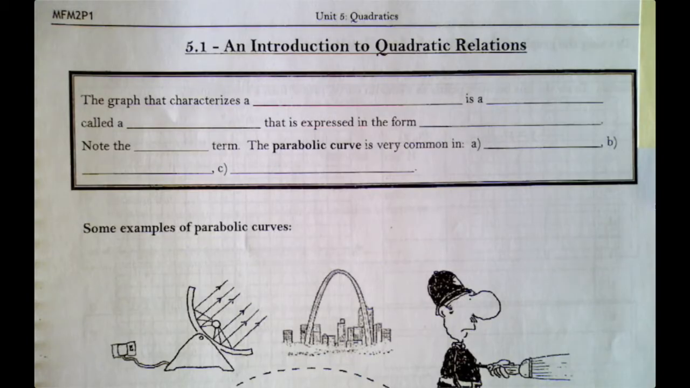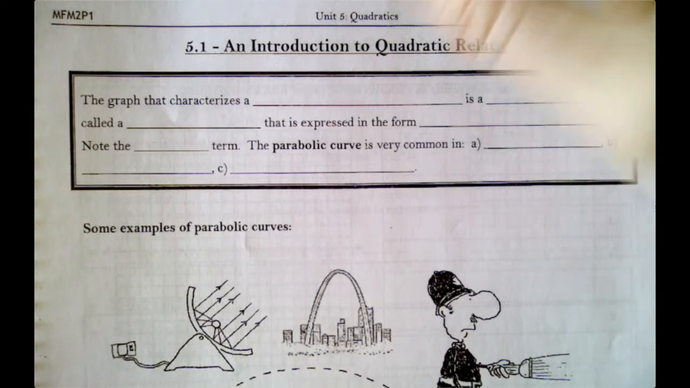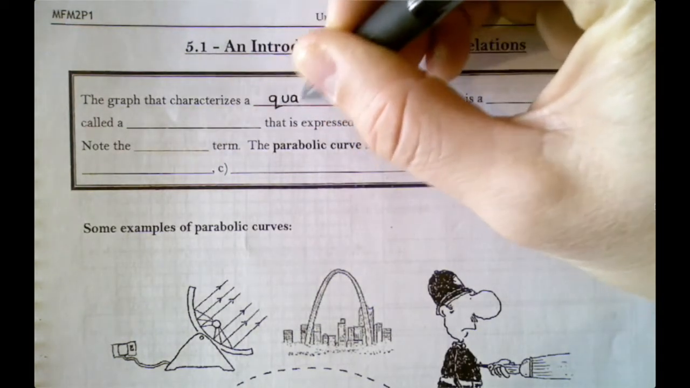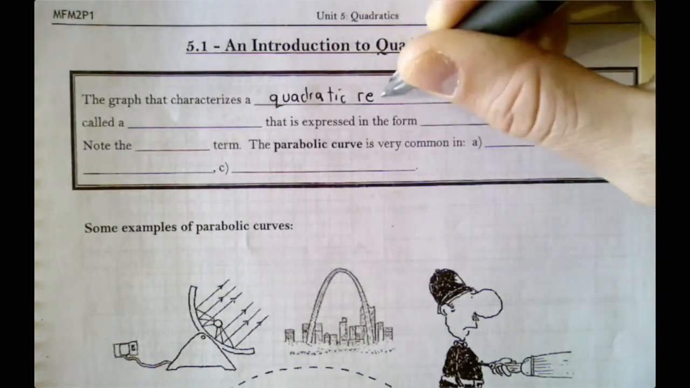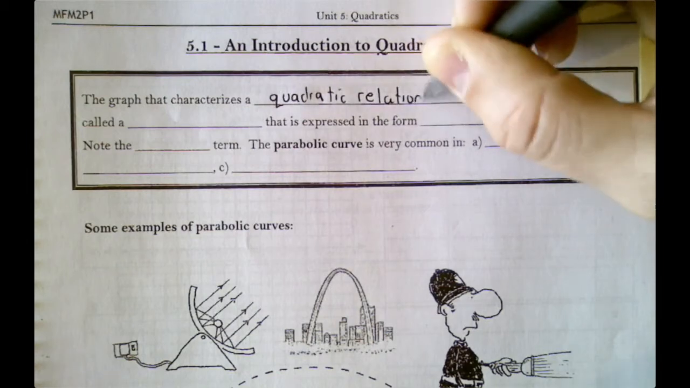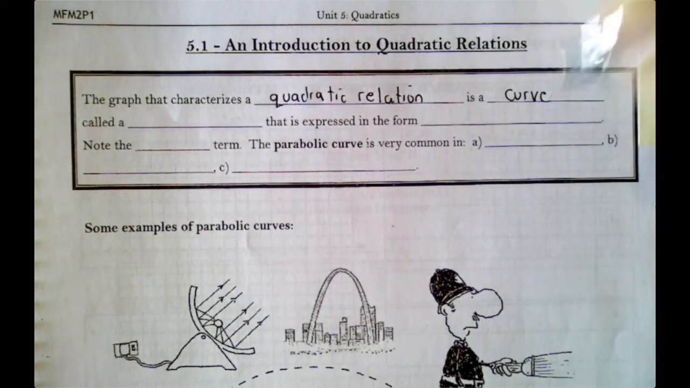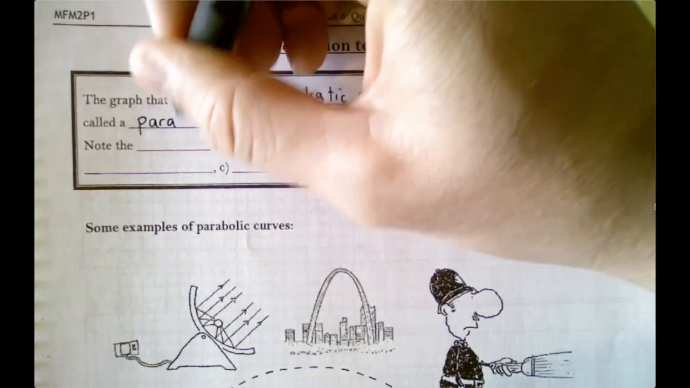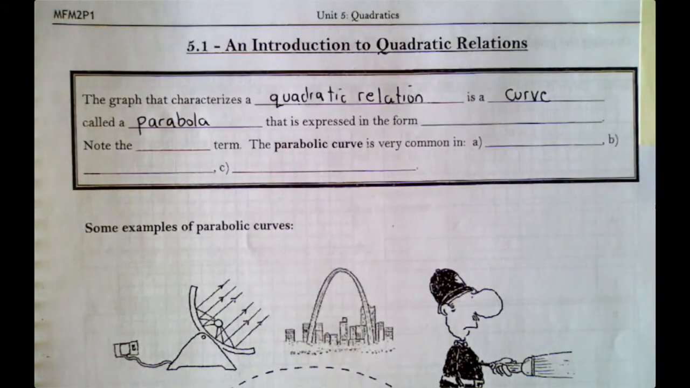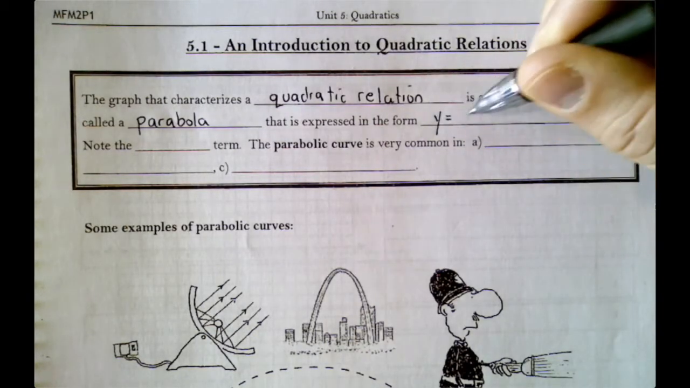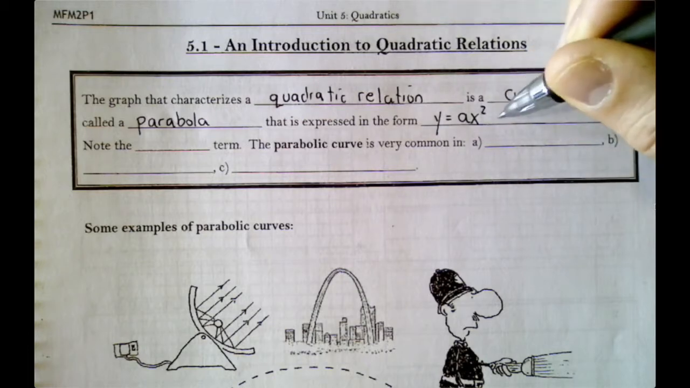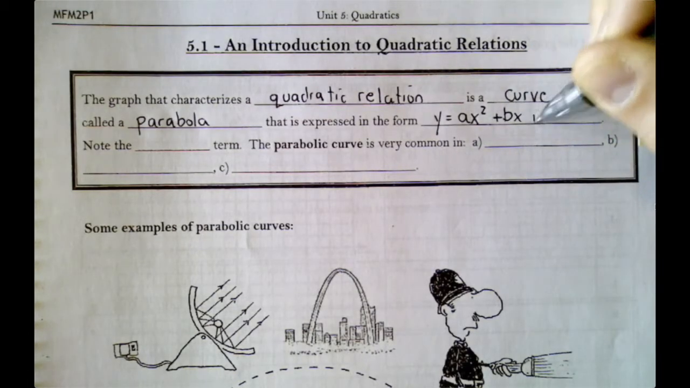This is lesson 5.1, and in this lesson we're going to do an introduction to quadratic relations. The graph that characterizes a quadratic relation is a special curve called a parabola. And the equation that expresses a parabola looks like y equals ax squared plus bx plus c.